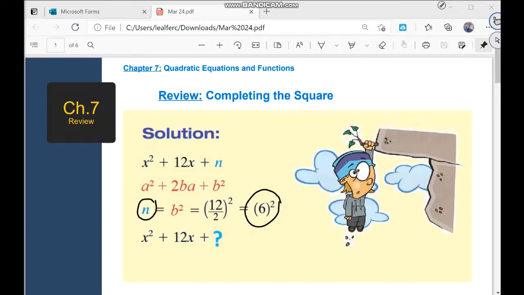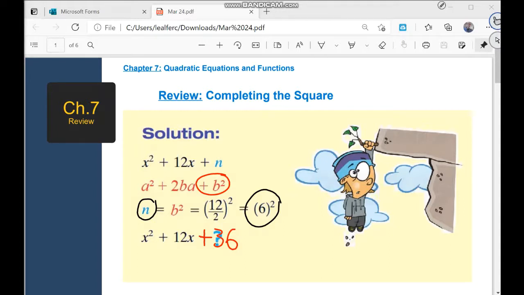You are right. You just don't need the negative sign. It's going to be n equals b squared, right? We can find that b equals 12 divided by 2, 6. So if b equals 6, b squared equals 6 squared, and 6 squared equals 36. The number missing here is 36. 36 is the right answer.